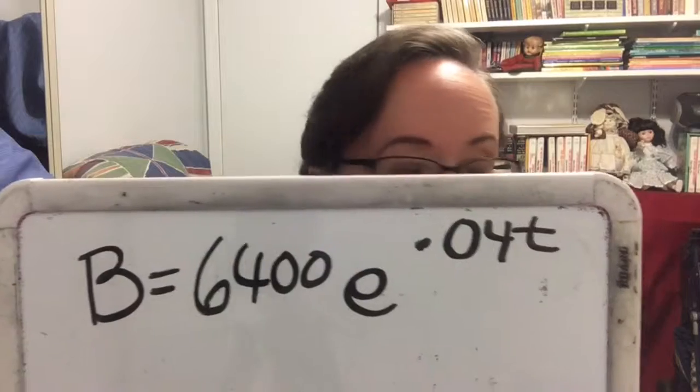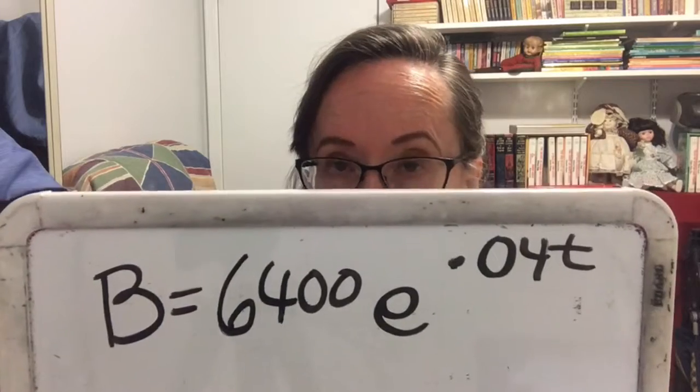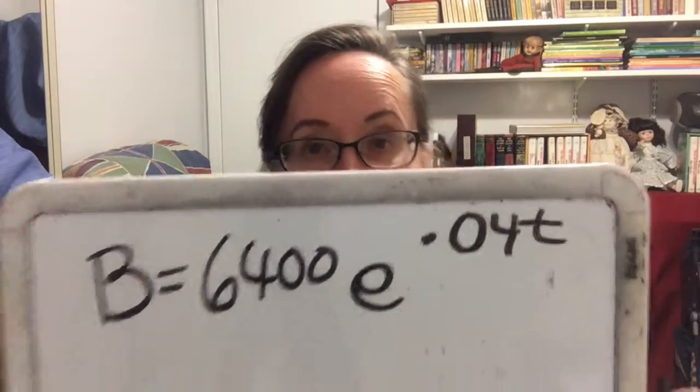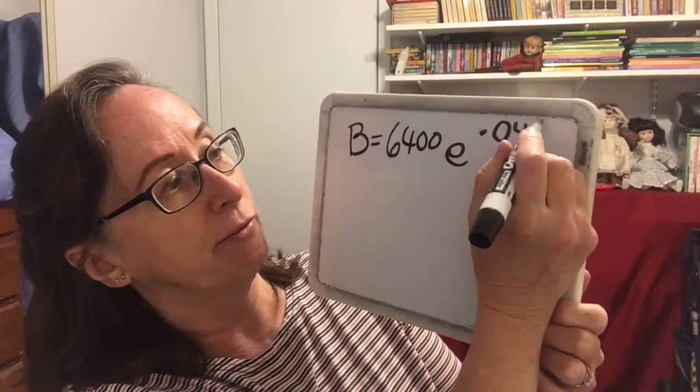All right, so now we're on number 3, and I'm going to read the problem and start to work on the board here. The number of books in a small library increases according to the function b equals 6,400 e to the 0.04 t, where t is measured in years. How many books will the library have after 4 years? So here's the equation that they gave me on the problem. And this one's really pretty simple, because they just say, how many will they have after 4 years? So we're going to let t be 4. So we're going to take the t out and replace it with a 4.